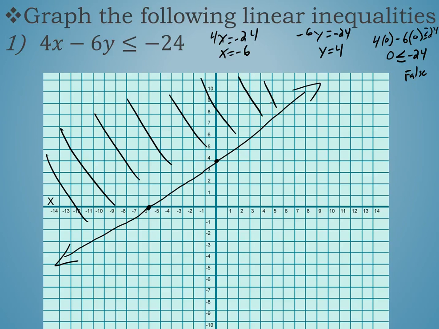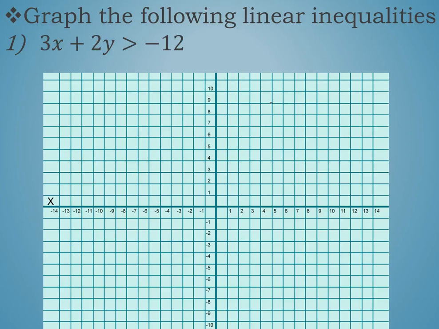Okay, so one more. Why don't you go ahead and graph this one on your own, find your two points, connect the dots appropriately, either dashed or solid line, and determine whether you have a true or false statement, meaning do you include the origin in your shaded region, or is it on the opposite side? So go ahead and pause while you work that out.